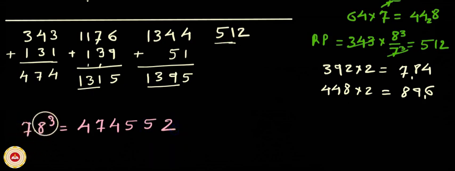But the given number contains one decimal place. So its cube will contain 3 decimal places. So let us write the decimal point here so that this cube will contain 3 decimal places. So in this way Anurupena Sutra is used for calculating the cubes, and in this way numbers with decimal places are cubed.